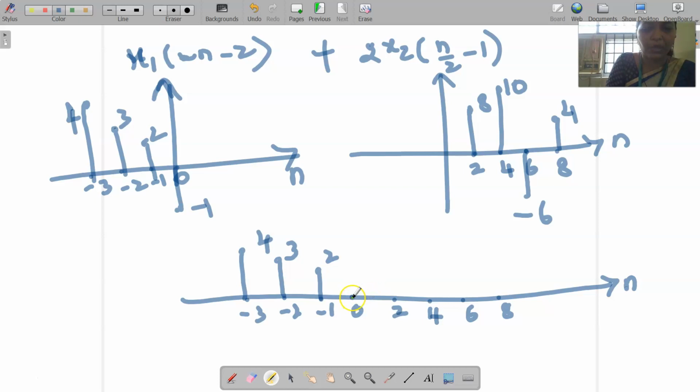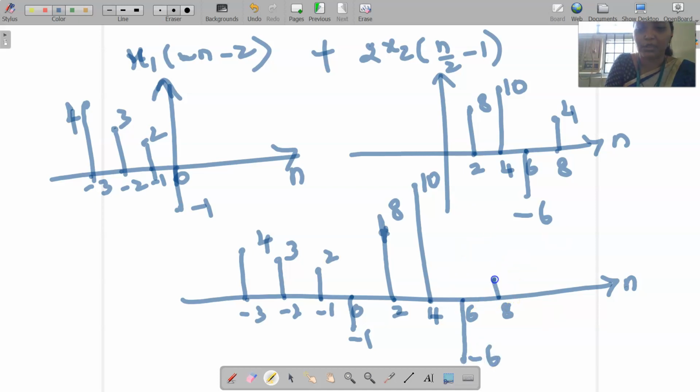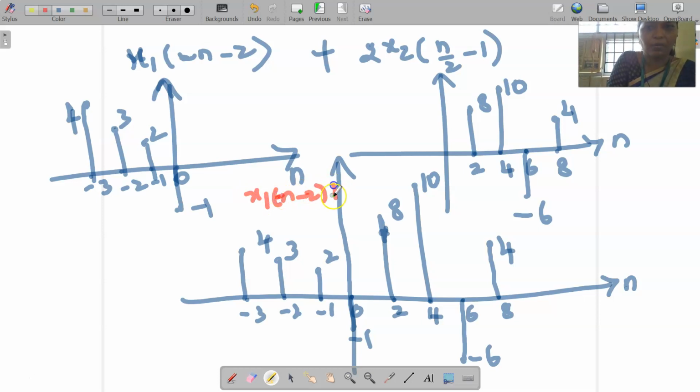At 0, the value is -1. -1 plus 0 is -1. For 2, 8 plus 0 is 8. For 4, 10 plus 0 is 10. For 6, -6 plus 0 is -6. For 8, 4 plus 0 is 4. So this is the overall signal, which is nothing but x1 of minus n minus 2 plus 2 into x2 of n by 2 minus 1.